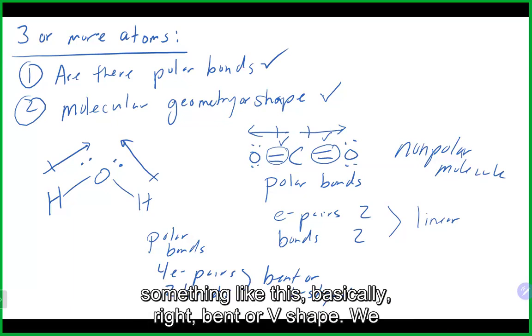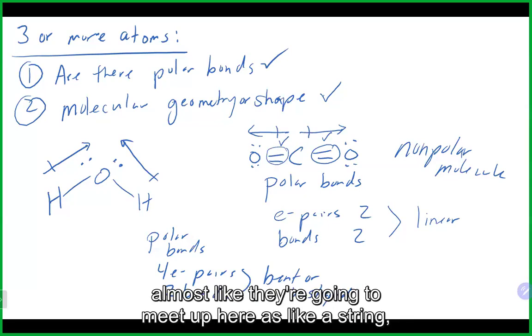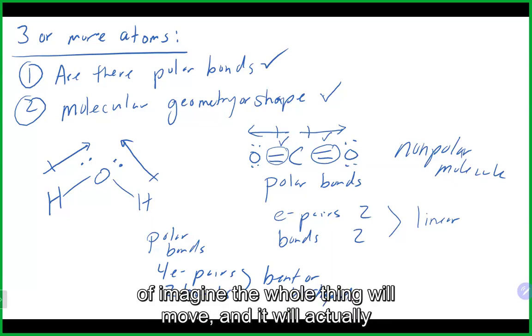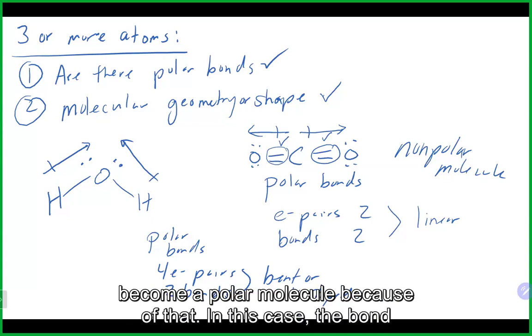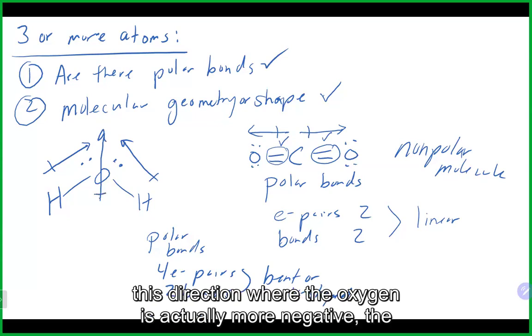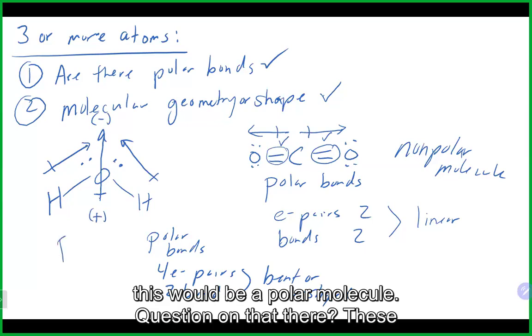Bent or V-shaped. We basically got electron density heading this way and this way, almost like they're going to meet up here as like a string, right, up on top. And if you pull the string, you can kind of imagine the whole thing will move, and it will actually become a polar molecule because of that. In this case, the bond dipoles actually add to each other. They actually head in this direction, where the oxygen is actually more negative. The hydrogen part of water is more positive because of that. And this would be a polar molecule.